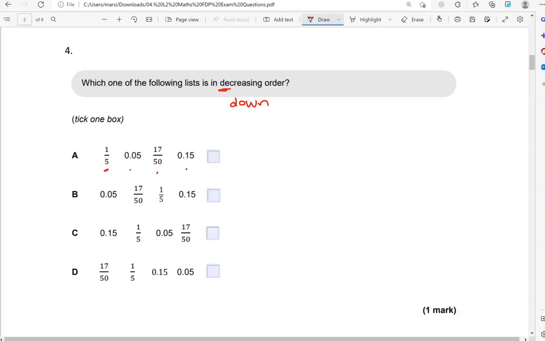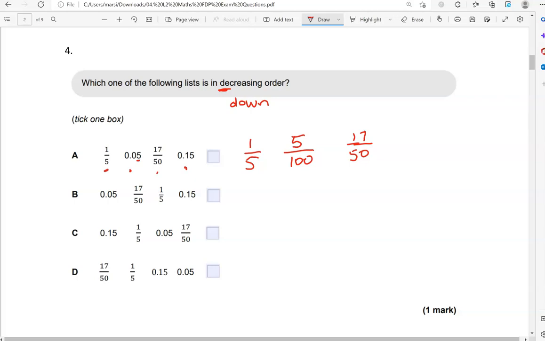We've got the first one, that is 1/5, and we've got 0.05. Again, remember that reference to pence. That is the same as 5 pence. So that is 5 out of 100, because there are 100 pence in a pound. So we've got 5 hundredths there. We've got 1/5 here. We've got 17 fiftieths in here.